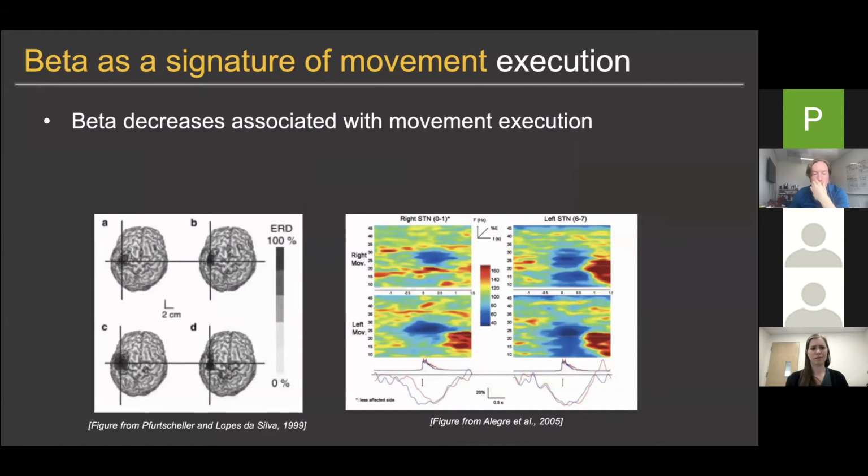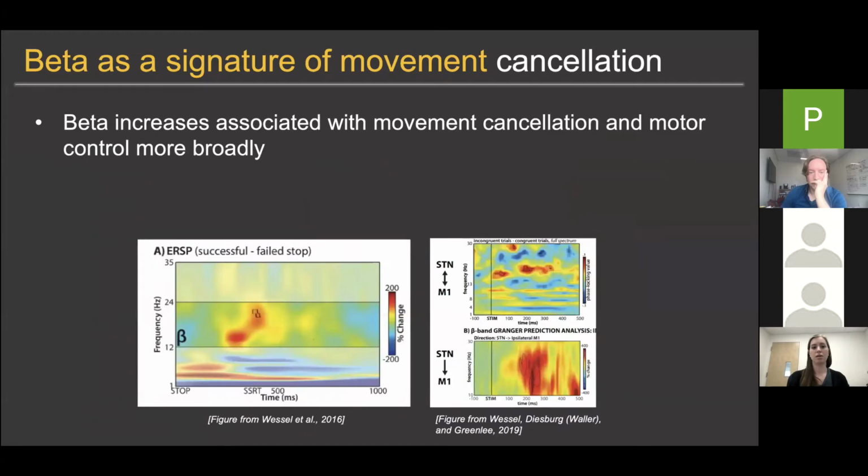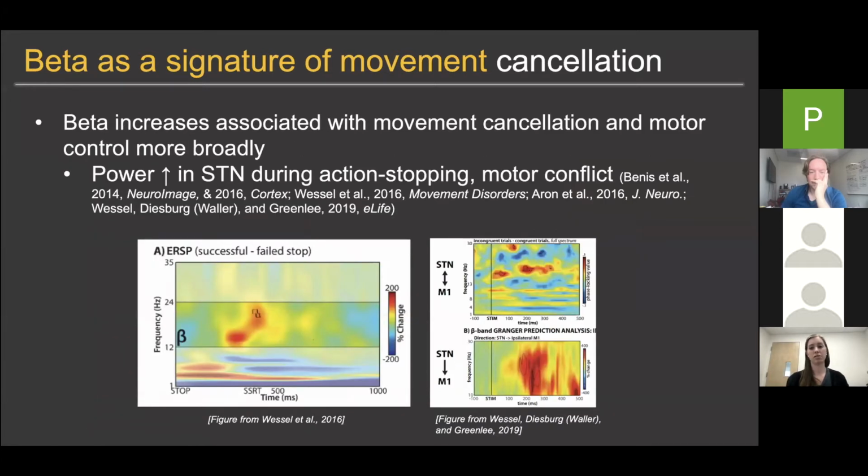Like I mentioned, we've known for a long time that beta power is tightly related to motor output. During movement execution, we see power desynchronization or power reduction, the beta ERD, in regions like the sensory motor cortex, shown here on the left, and in the subthalamic nucleus, shown on the right. But on the other side of the coin, we know that beta power increases are associated with movement cancellation and with motor control more broadly.